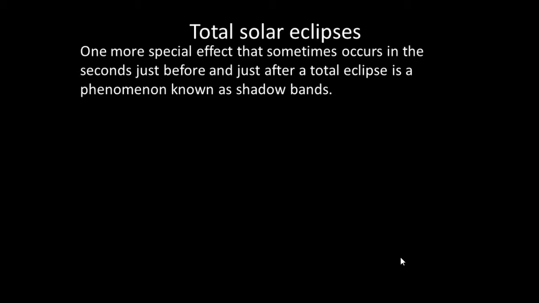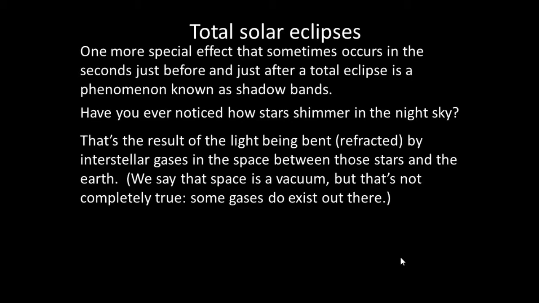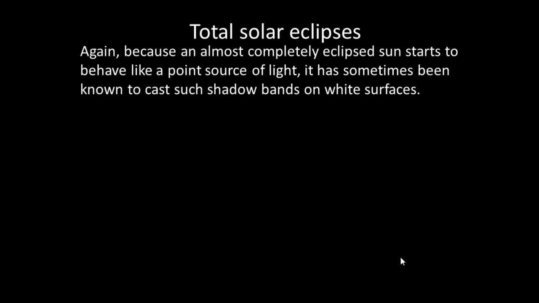One more special effect that sometimes occurs in the seconds just before and just after total eclipses is a phenomenon known as shadow bands. Have you ever noticed how stars shimmer in the night sky? That's the result of the light being bent, that means refracted, by interstellar gases in the space between those stars and the Earth. We say the space is a vacuum, but that's not completely true. Some gases do exist out there. If these shimmering stars were close enough and bright enough to cast shadows on the Earth, then those shadows would appear like wavy bands racing across and snaking across our planet.